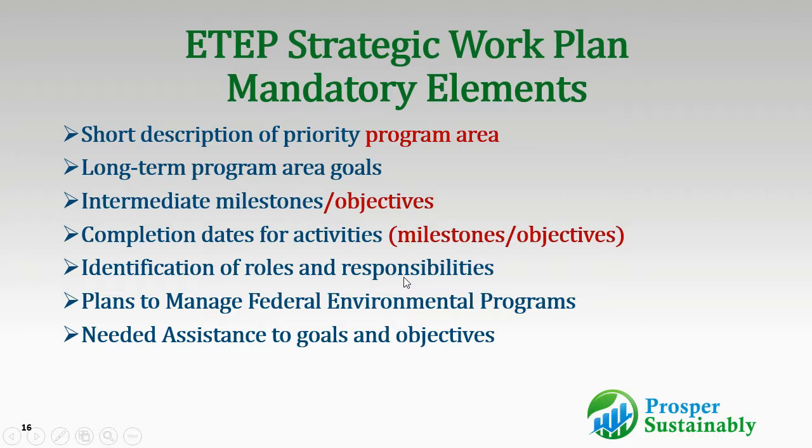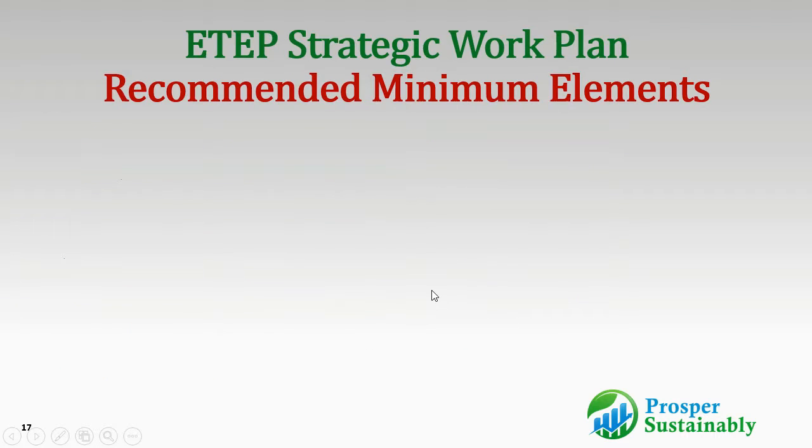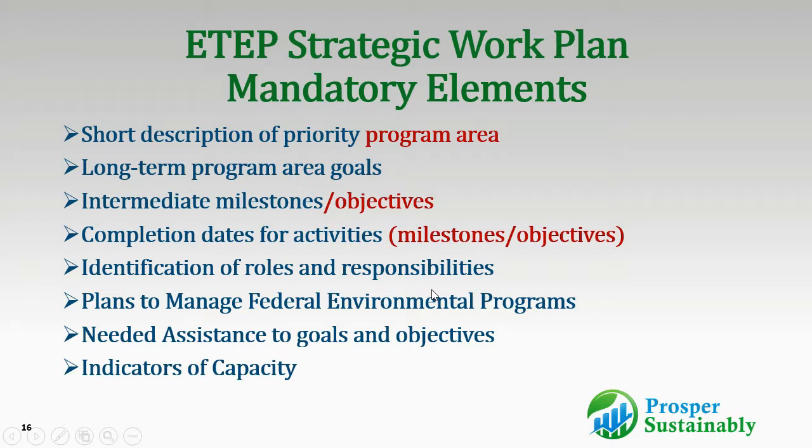You also need to include, according to the GAP guidance, needed assistance to accomplish goals and objectives. These are things like training, funding, technical assistance, so you want to incorporate that into your plan. And you also need to include your indicators of capacity, and this is appendix number 1 of the GAP guidance, which has the list of the capacity indicators. But the objectives themselves actually are capacity indicators.